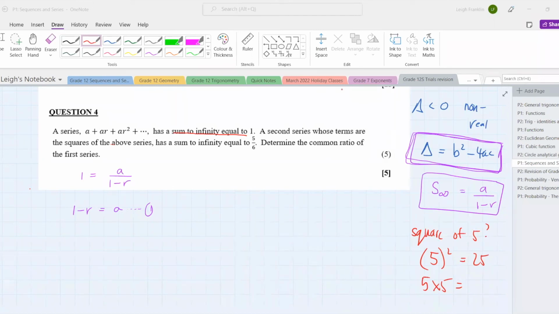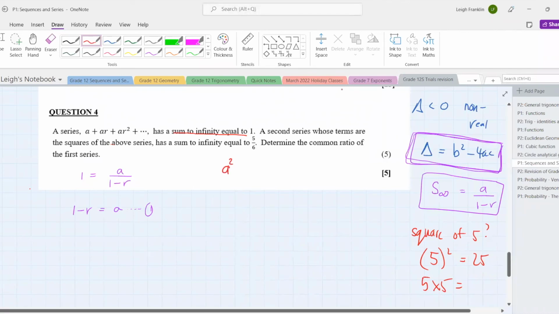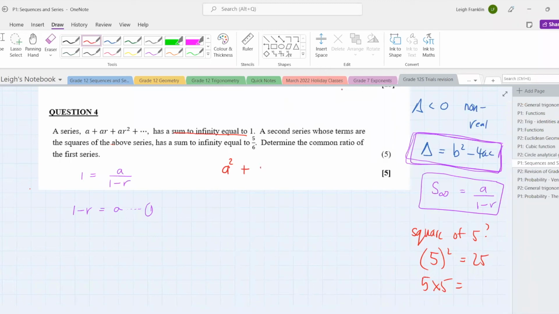So in other words, the first term of the second series is going to be a times a, which is a squared. The second term is going to be AR times AR, so that's going to be A squared R squared. The third term is going to be AR squared times AR squared, so that's going to give us A squared R to the power of 4. And so our pattern would continue.